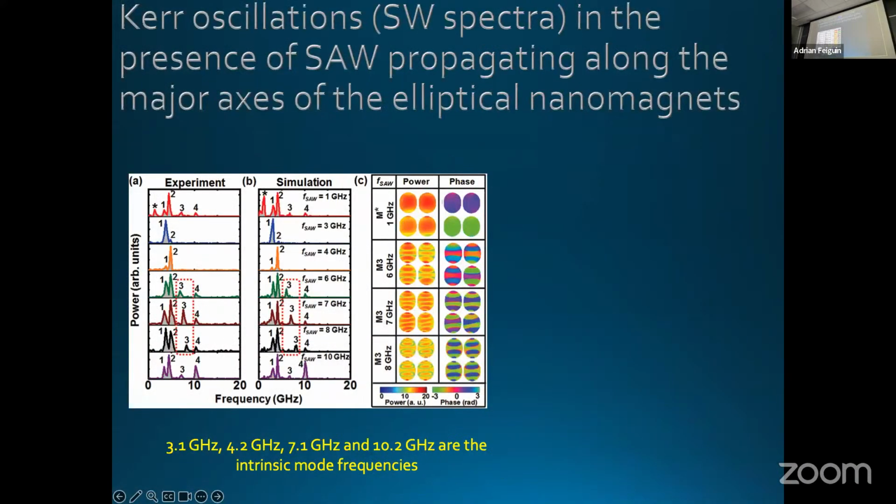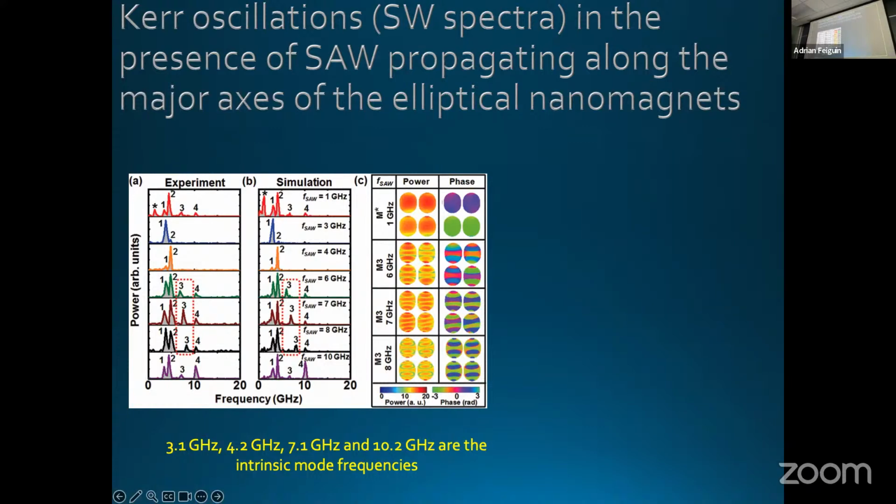So if you launch a SAW at, say, 1 gigahertz, which is not one of the intrinsic frequencies, what will happen is the intrinsic frequencies are not affected very much. You still see these peaks, but now you see an additional peak at 1 gigahertz. This is 1 gigahertz, the star peak, the new peak that came up when you launched the SAW, and obviously it occurs at the frequency of the SAW. Again, this is the experimental result and the simulation results.